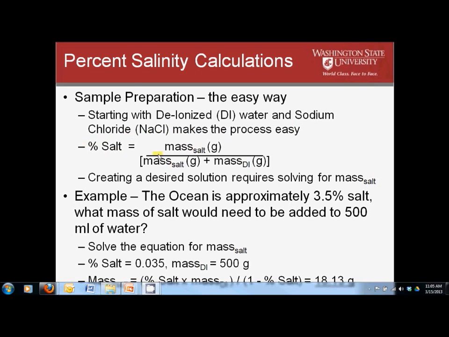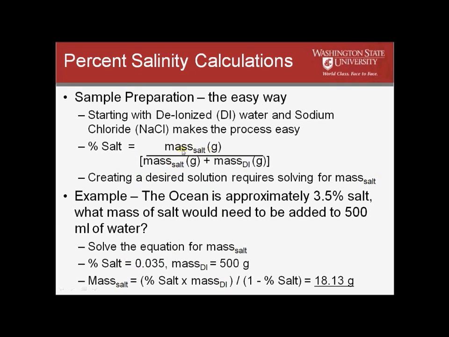So if you're just going to make a sample from salt and water, it's fairly straightforward. The mass of the salt divided by the mass of the salt and the deionized water. An example of this would be if you're going to make a sample of water similar to the ocean, which is about 3.5% salt. The mass of salt needed for a 500 milliliter sample of water can be found by rearranging that formula somewhat.